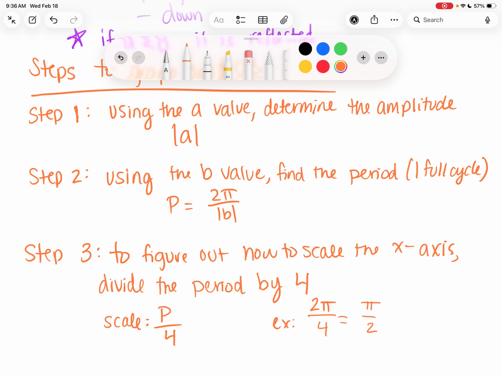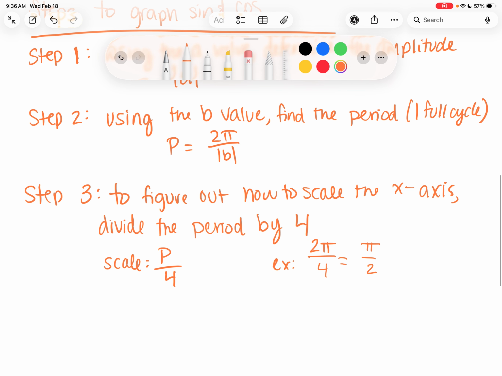Now, if your period is a fraction, let's just do 2 pi over 3, and then I'm dividing all of that by 4. This is the same as 2 pi over 3 times 1 over 4, so it would be 2 pi over 12, which reduces to pi over 6. So you'd be counting in increments of pi over 6. To get 1 full cycle, you count increments of pi over 6 until you get to 2 pi over 3, and that's 1 full cycle. It'll make more sense as we do problems.